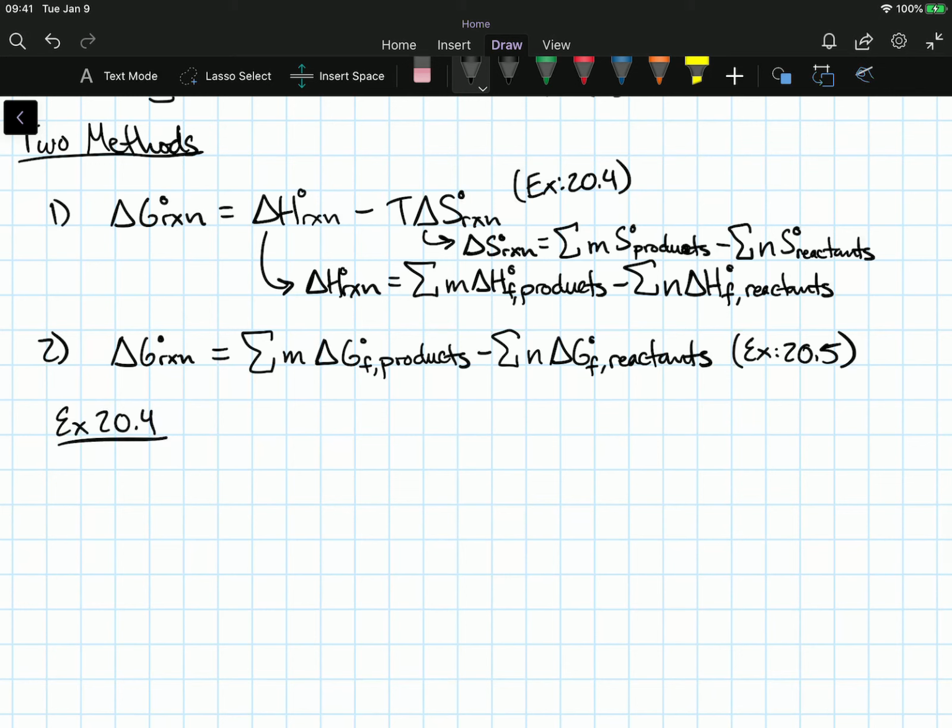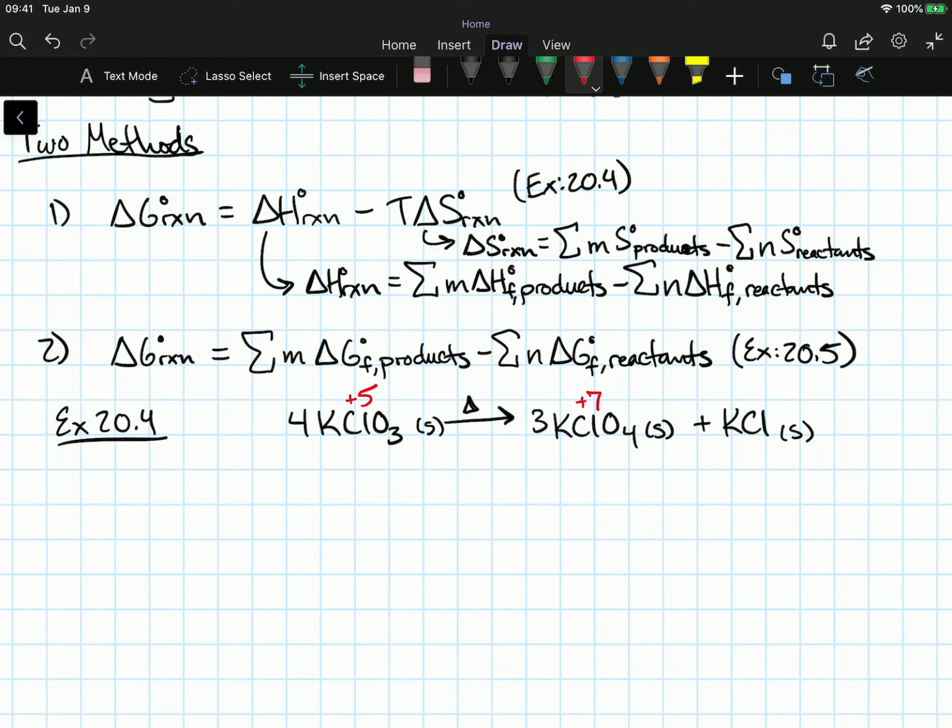So the first one is example 20.4. This involves a reaction of potassium chlorate as a solid. We're going to heat this up, and it's going to undergo a disproportionation reaction to become potassium perchlorate and some potassium chloride. A disproportionation reaction is a type of redox reaction, which we haven't gotten to talk about, where one reactant undergoes both a reduction and an oxidation on itself. So it's disproportionating into two products that have different oxidation states.